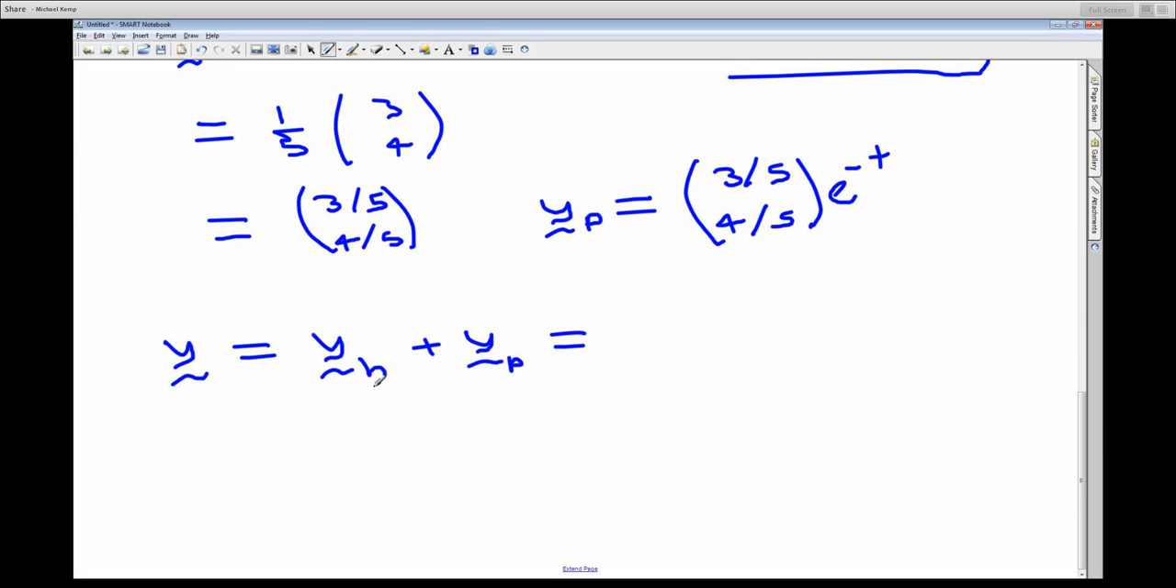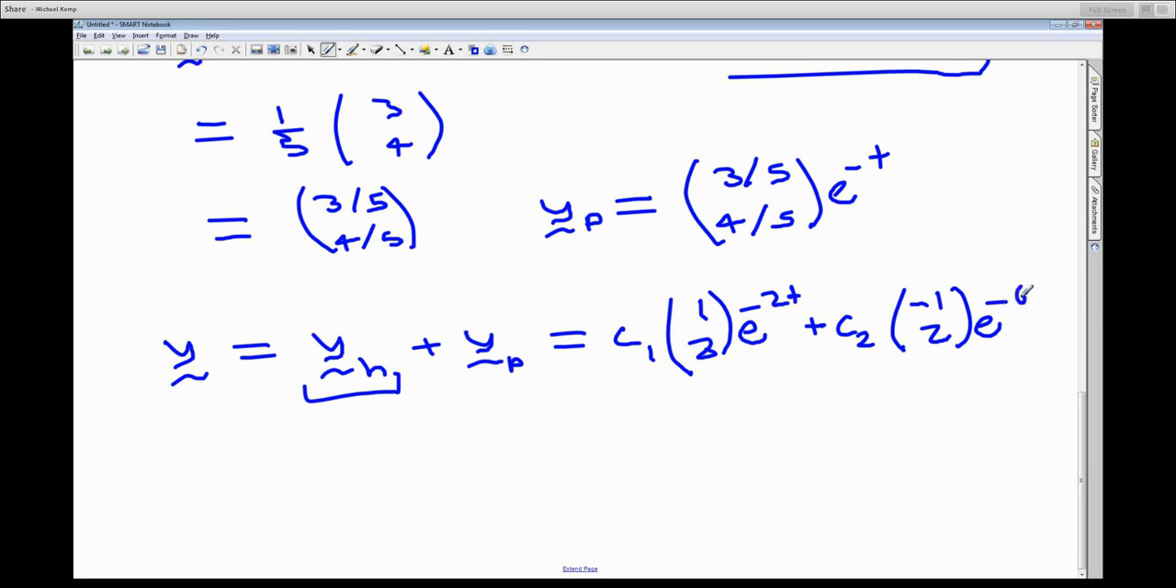From quite a bit above, when I first introduced the discussion, I worked out what the solution for the homogeneous part was. It would end up being C1, 1, 2, e to the minus 2t, plus C2, minus 1, 2, e to the minus 6t. So that's the homogeneous part, and we're just adding on this new term here, 3/5, 4/5. So that's my general solution for this particular differential equation.